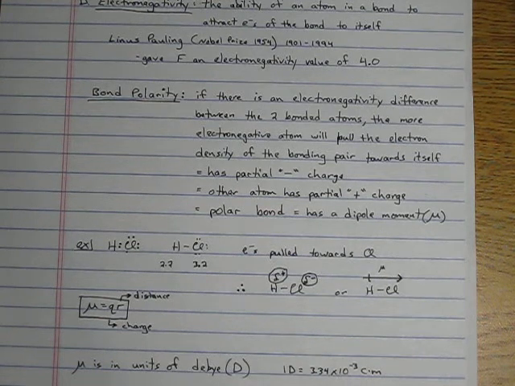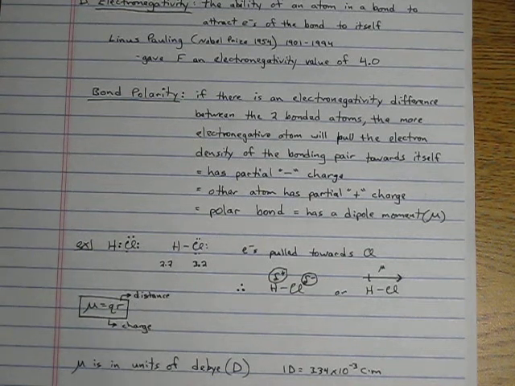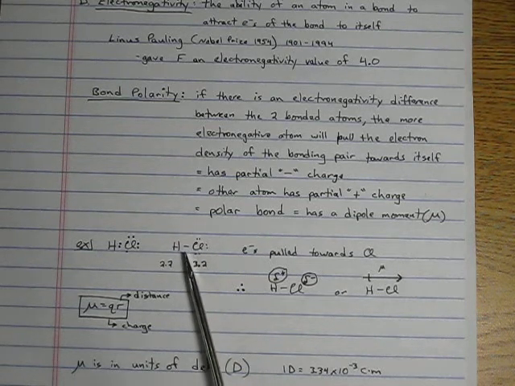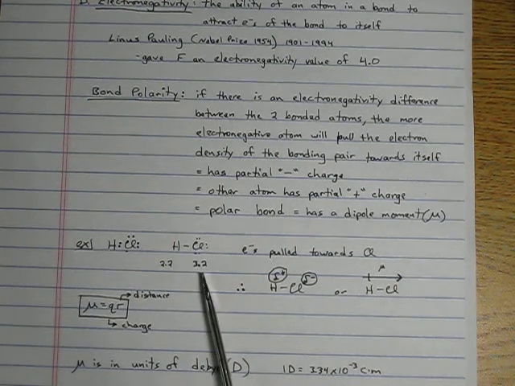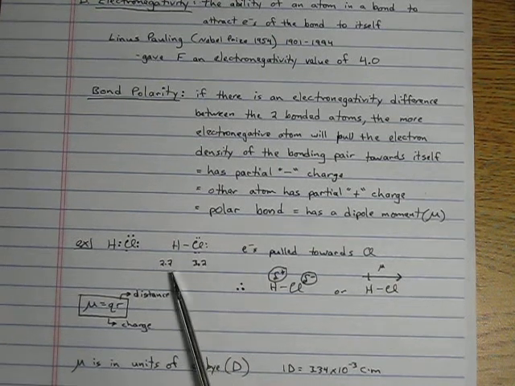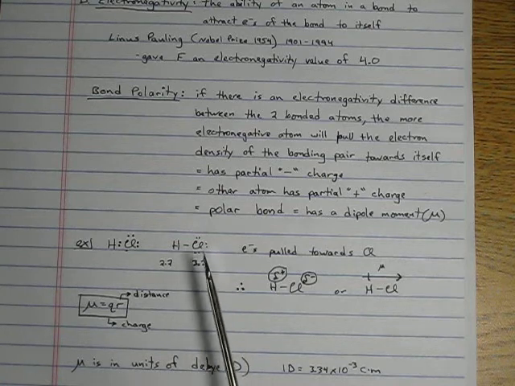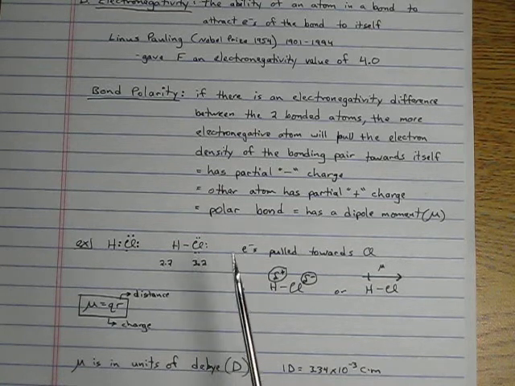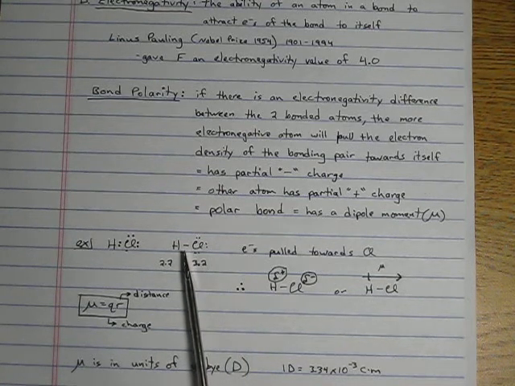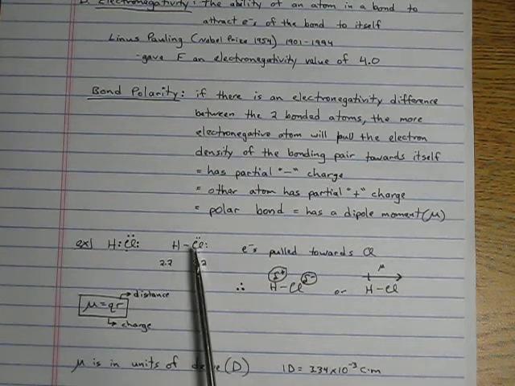For example, let's look at HCl. Hydrogen's a nonmetal. Chlorine is a nonmetal. Two nonmetals, a covalent compound. So we can say this is a covalent bond between the chlorine and the hydrogen. Note though, chlorine has an electronegativity value of 3.2, hydrogen 2.2, which means chlorine is going to pull the two electrons in the covalent bond towards itself.